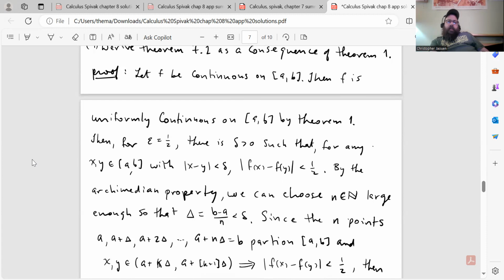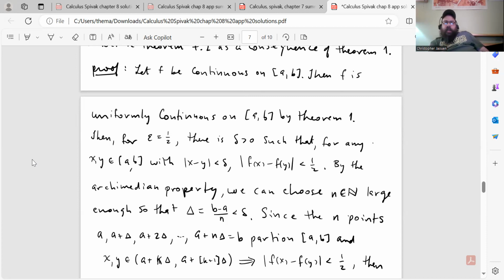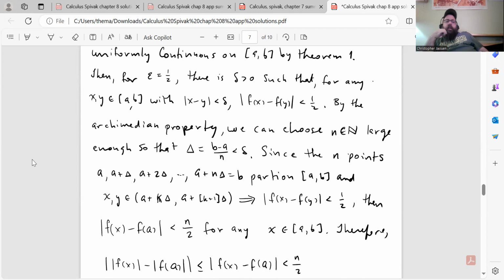Right, so here's my proof. Let f be continuous on the closed interval from a to b. That means f is uniformly continuous on [a, b] by theorem 1, the one that we just proved. Then for epsilon equals 1/2, for example, there's delta greater than 0 such that for any x, y in the closed interval from a to b with absolute value x minus y less than delta, absolute value f of x minus f of y is less than 1/2. By the Archimedean property, we can choose n in the natural numbers large enough so that delta, which I'm defining to be equal to (b minus a) over n, is less than delta.